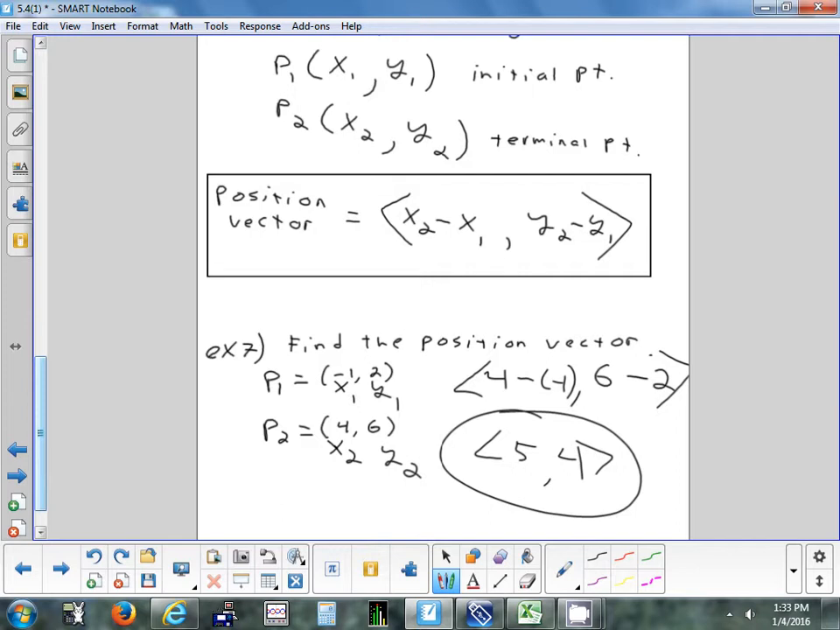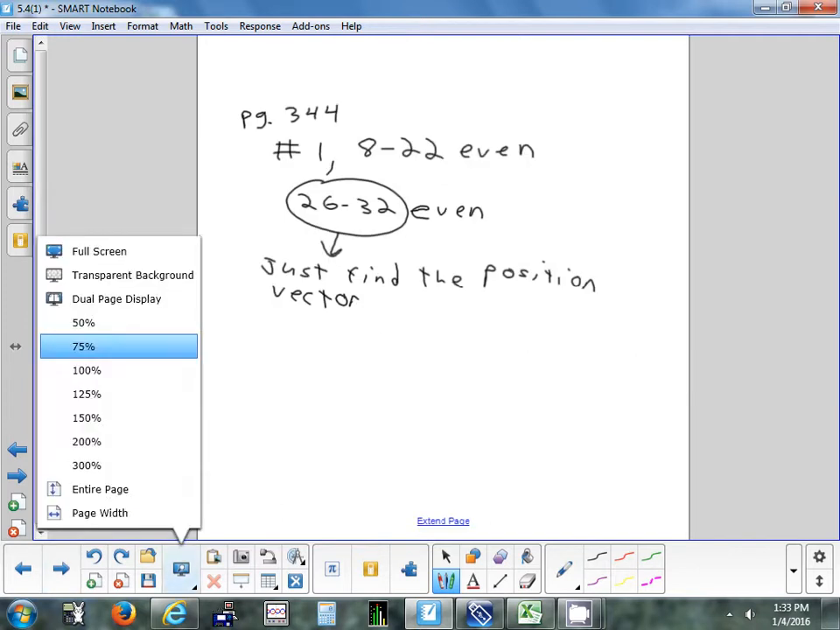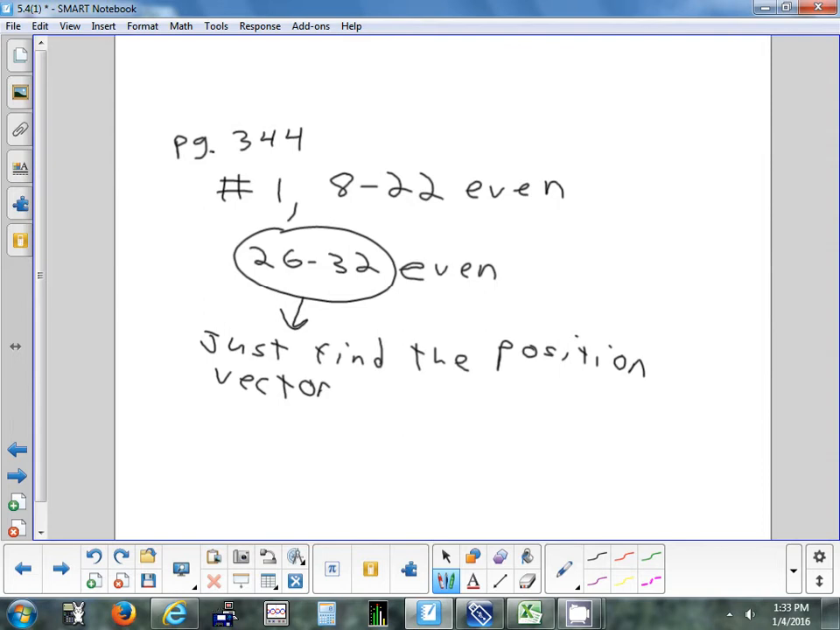All right, so the homework tonight, it's all evens, okay, except for number 1. It's on page 344. 1, 8 to 22 even, and 26 to 32 even. Okay, make sure on 26 to 32 do not follow what the directions in the book are. They will not make sense. Make sure you do what I'm writing.